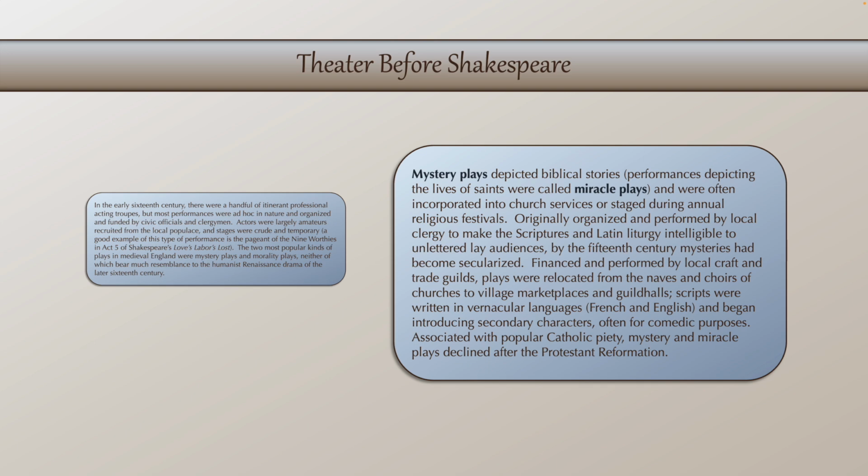The first, mystery plays, depicted biblical stories all the way from Adam and Eve up to the apocalypse. There were other performances that depicted the lives of saints. These were called miracle plays. These types of plays, mystery plays and miracle plays, were often incorporated directly into church services or staged during annual religious festivals. Originally, they were organized and performed by local clergy to make the scriptures and Latin liturgy intelligible to unlettered lay audiences.